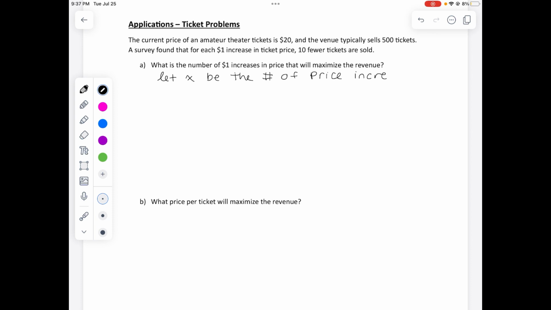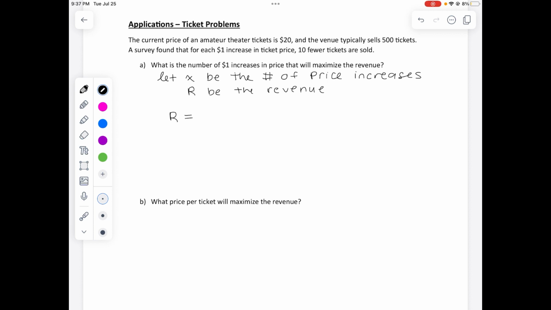And then it doesn't really matter what you call the other variable. I mean, you could call this whatever. You could use Y. I just usually say let R be the revenue just so that it matches. But you can use Y if you'd like to. Okay, and then what we want to do is set up something that represents this. So we're going to have an equation that represents the revenue.